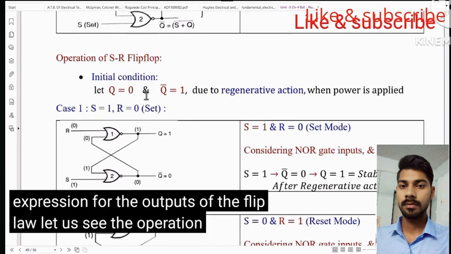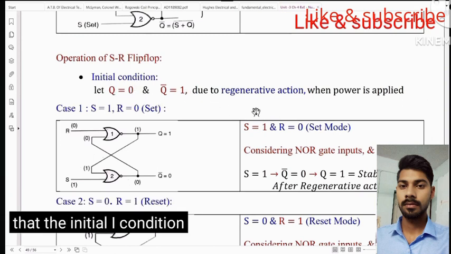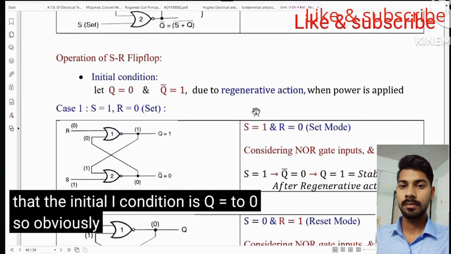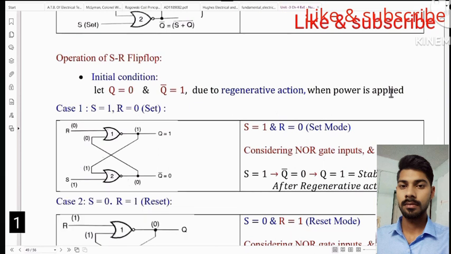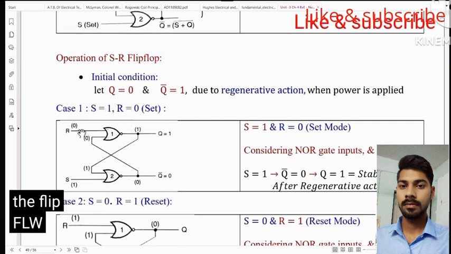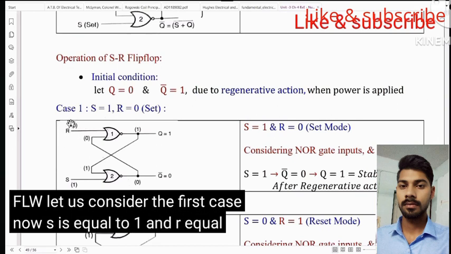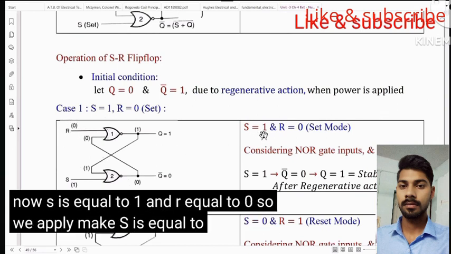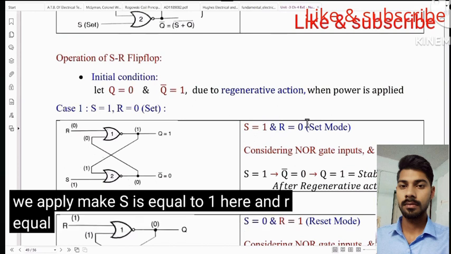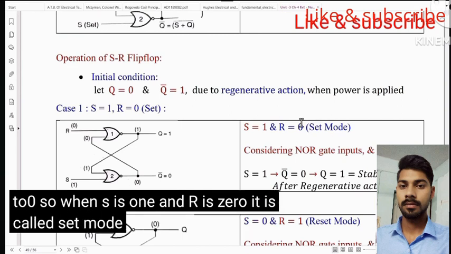Let us see the operation of the SR flip-flop. Let us assume that the initial condition is Q equal to 0, so obviously Q bar equal to 1, when power is first applied to the flip-flop. Let us consider the first case now. S is equal to 1 and R equal to 0. So we make S equal to 1 here and R equal to 0. When S is 1 and R is 0, it is called set mode.